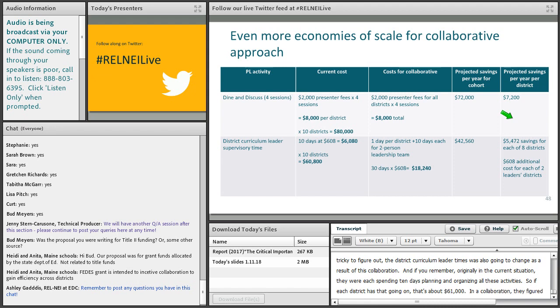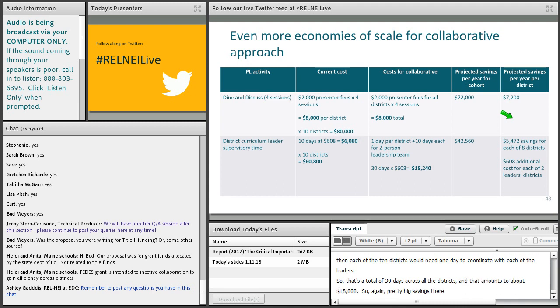In a collaboration, they figured that they would probably just need a 2-person leadership team. Each of those people would need to spend 10 days on the planning and organization for all the districts. And then each of the 10 districts would need 1 day to coordinate with the leaders. So that's a total of 30 days across all the districts, and that amounts to about $18,000.